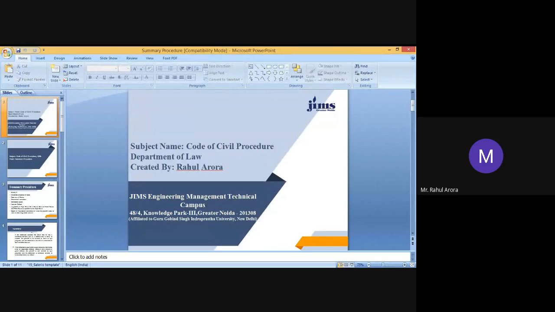Today we are going to discuss the procedure laid down under the Code of Civil Procedure, wherein we are going to discuss the concept of summary suit as laid down under Order 37 of the Code of Civil Procedure.